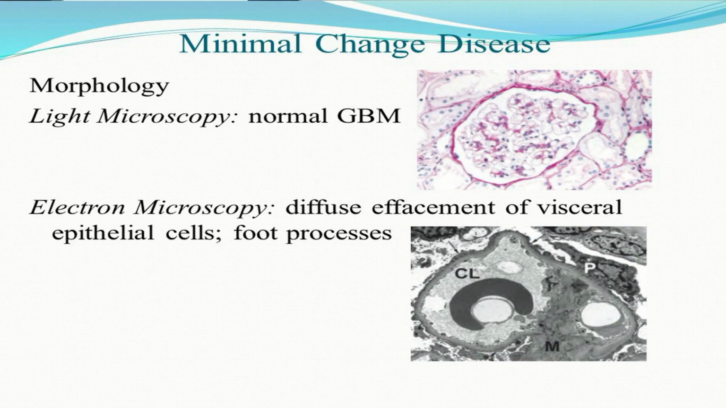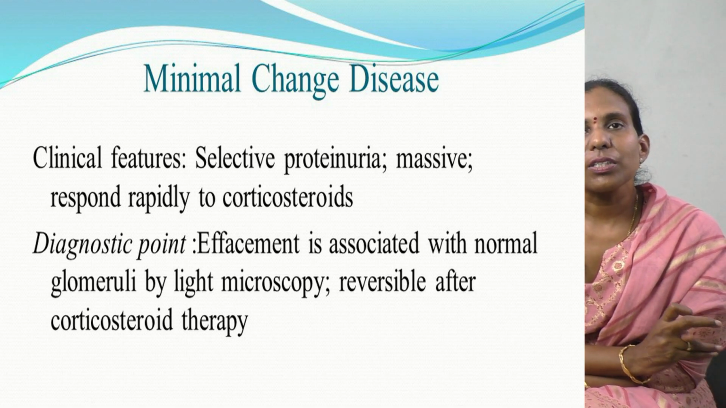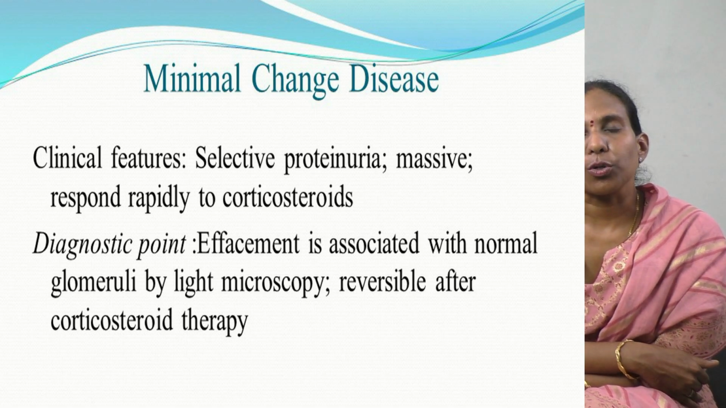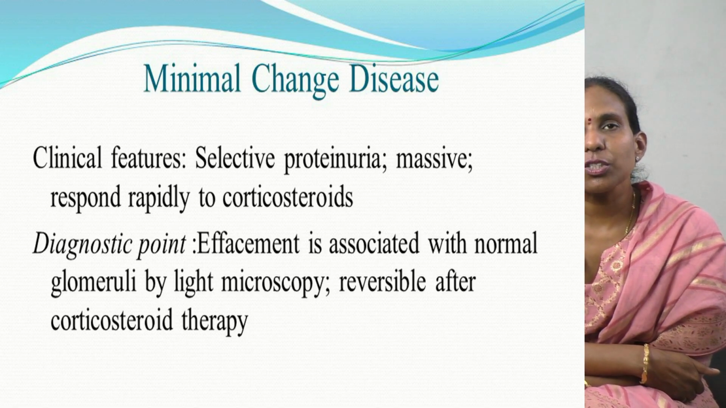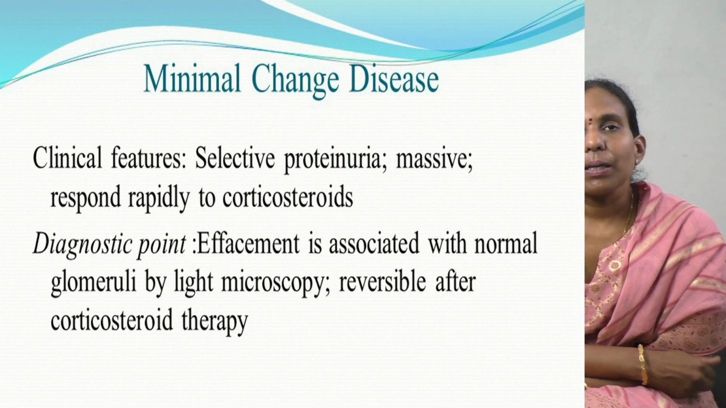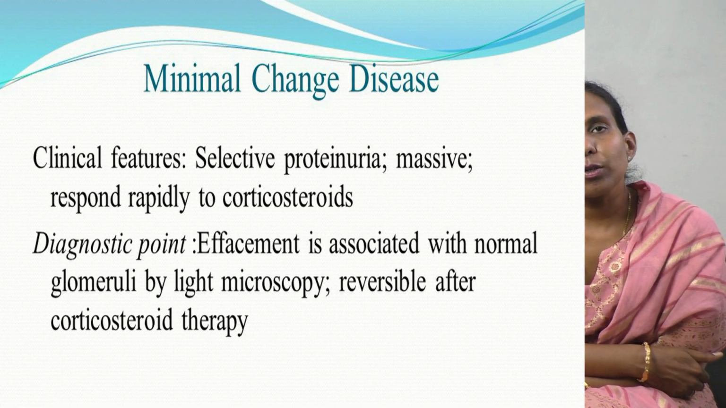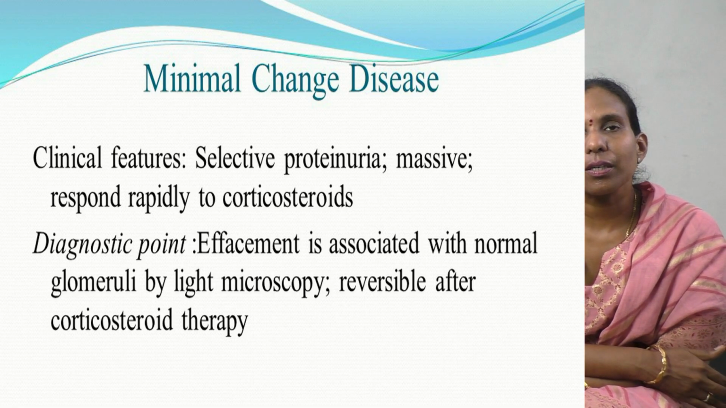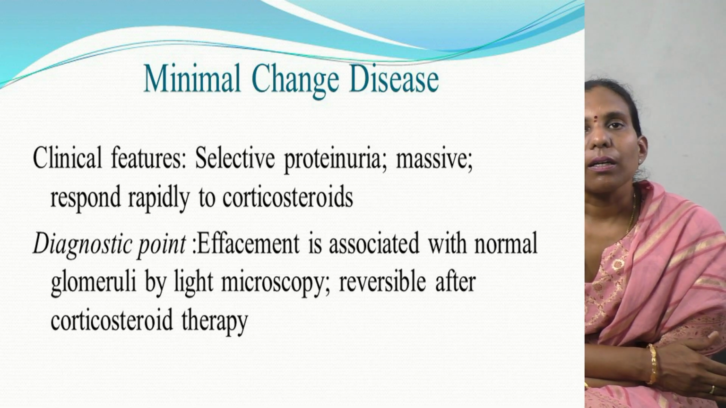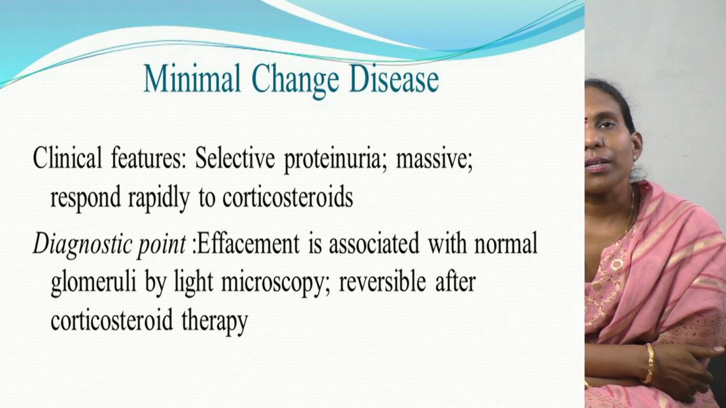Coming to the light microscopy, everything is normal. Electron microscopy: there is effacement or flattening of the foot process. Coming to the clinical features, we have selective massive proteinuria. One of the causes of massive proteinuria is nephrotic minimal change disease, and the baby responds rapidly to corticosteroids. Diagnostic point is effacement associated with reversible change after corticosteroid therapy.